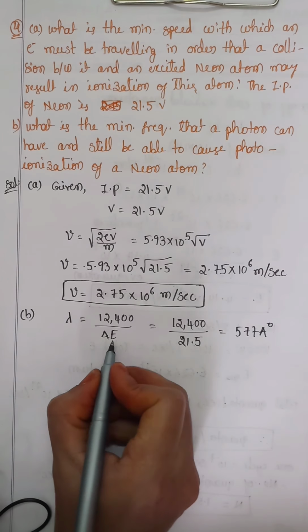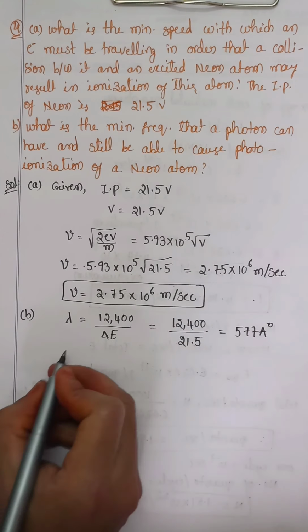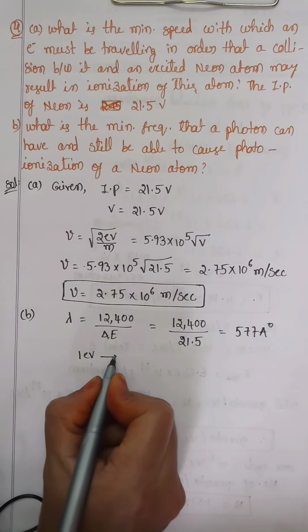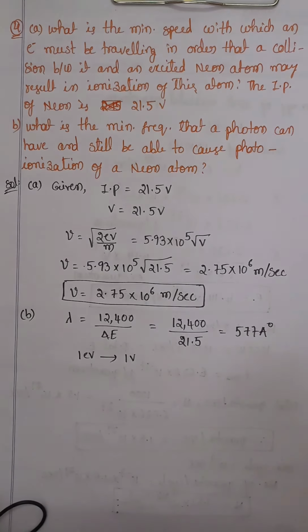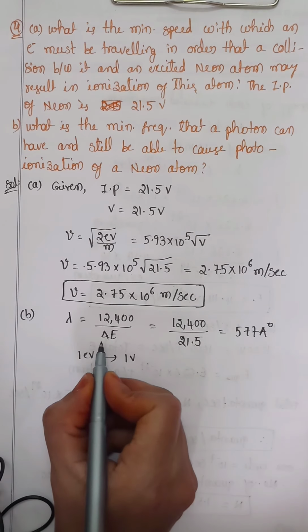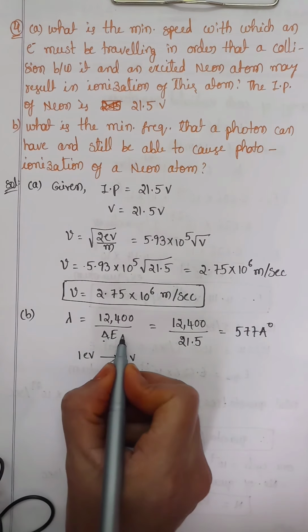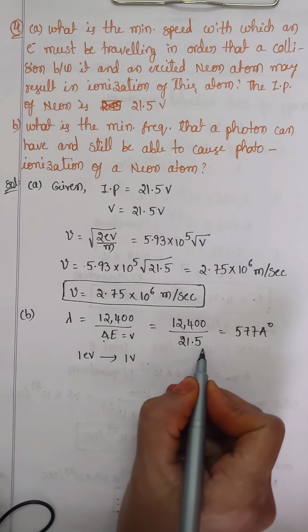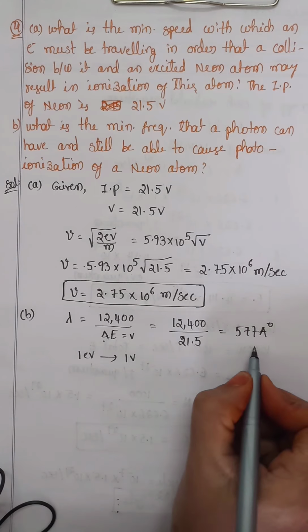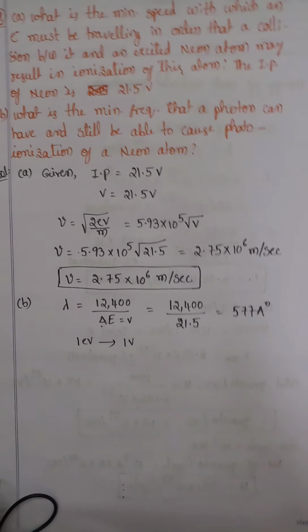Why have we taken the energy as a potential here? Because 1 electron volt energy corresponds to 1 volt potential. This also we discussed in the previous problem. So, we have taken delta E as ionization potential. That means delta E is equal to V, and substituted that value as 21.5. And if we solve this, we get 577 angstroms.